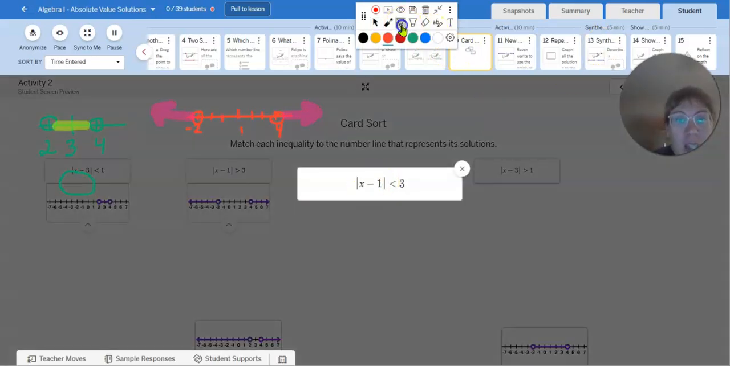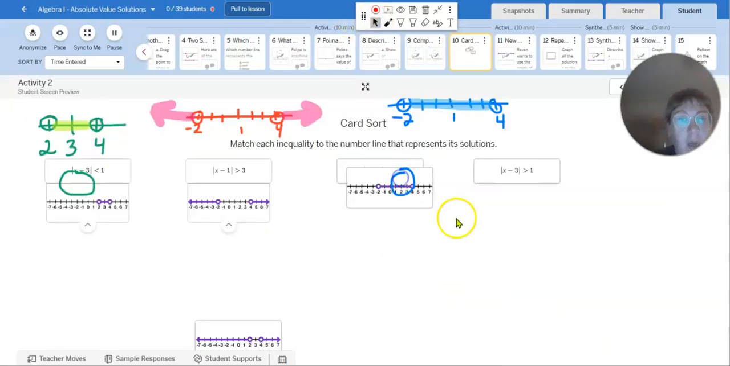The next one is looking again at the distance from 1, and this distance is less than 3 away. So this is going to be our maximum distance away. Open circles at -2 and 4, but now we're looking at the space that's even between -2 and +4. Beautiful.